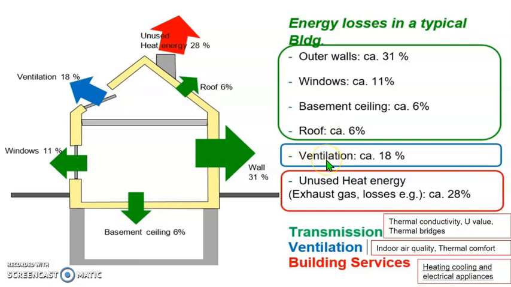Then we have ventilation, also infiltration. So ventilation is when you really want to do it, getting fresh air in, and infiltration is more when you don't want it. And then we have building service, which is, for example, the loss of unused heat through the chimney and so on. So transmission, we will focus on thermal conductivity, the U value, and the thermal bridges.